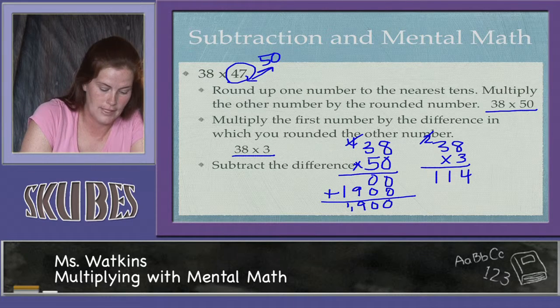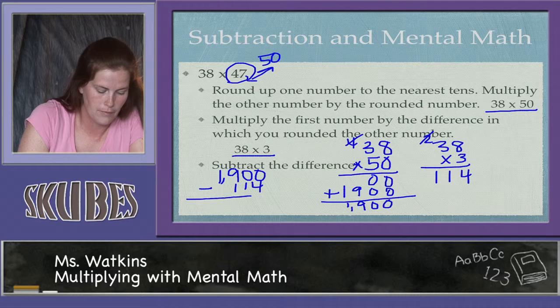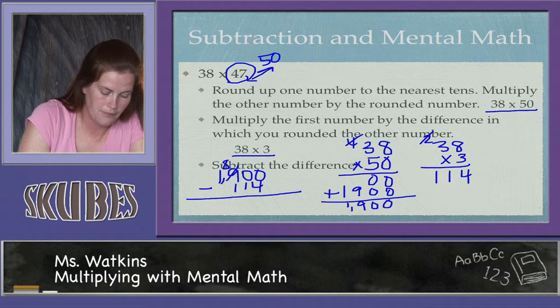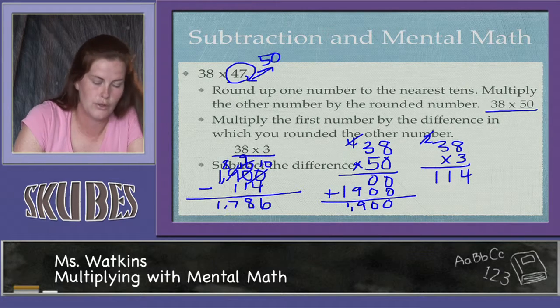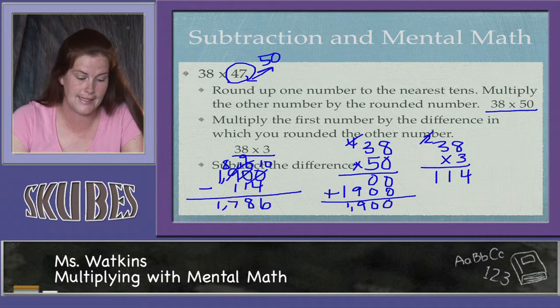So I have, let's come over here, 1,900 minus 114. I'm going to have to regroup over here. So the 9 becomes an 8, and this first 0 becomes a 10, and now I can borrow from it, make it a 9, and this 0 becomes a 10. 10 minus 4 equals 6, 9 minus 1 equals 8, 8 minus 1 equals 7, and 1 minus 0 equals 1. So our answer is 1,786.